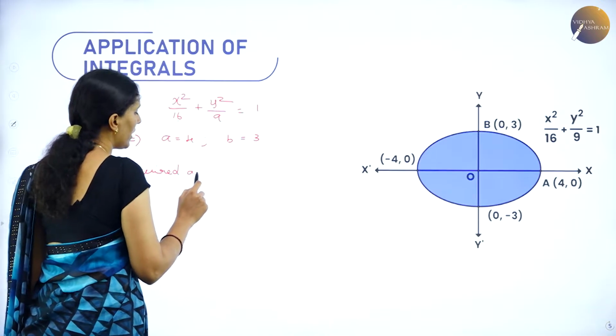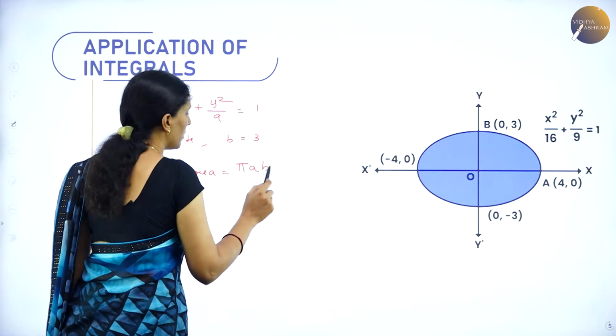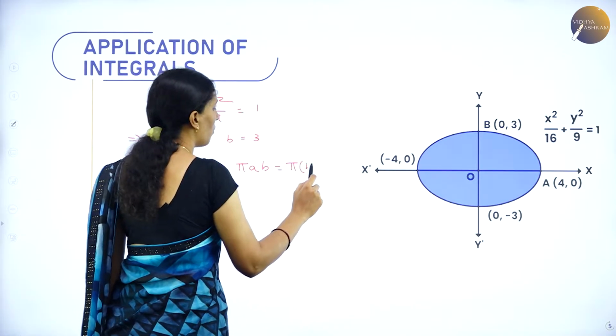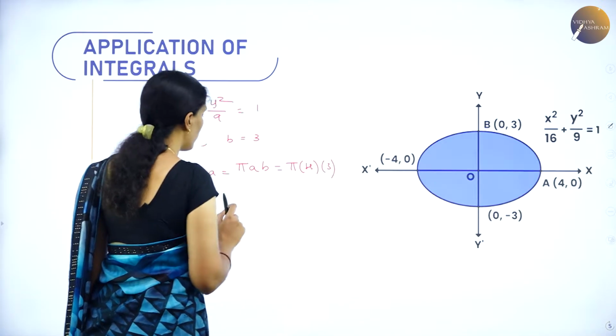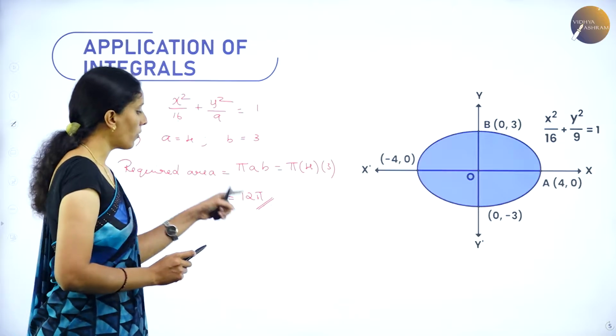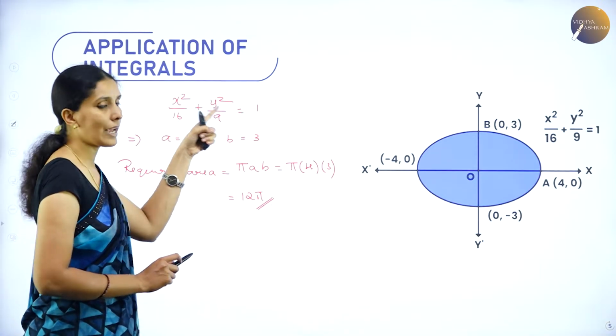So what is the required area? The required area is pi AB, which is nothing but pi into 4 into 3, which is equal to 12 pi. So this is the area bounded by the ellipse x square by 16 plus y square by 9 is equal to 1.